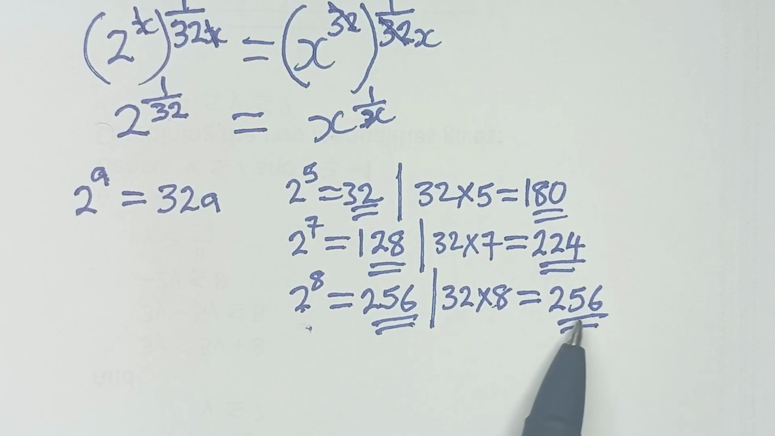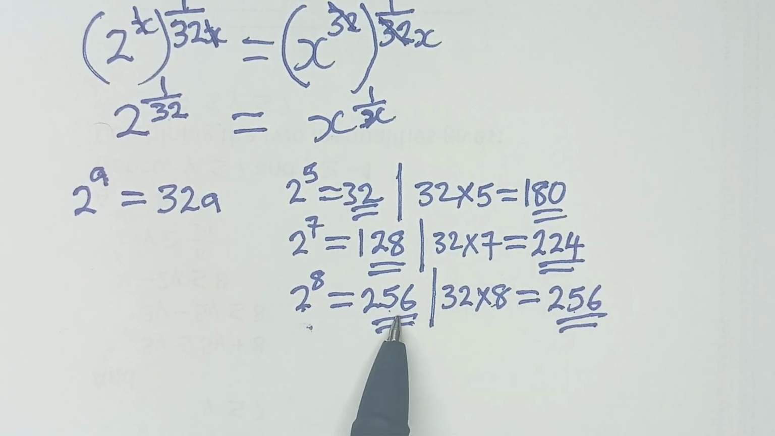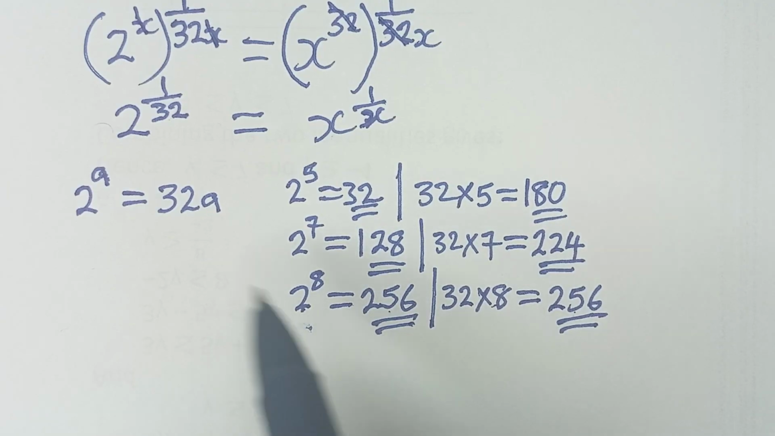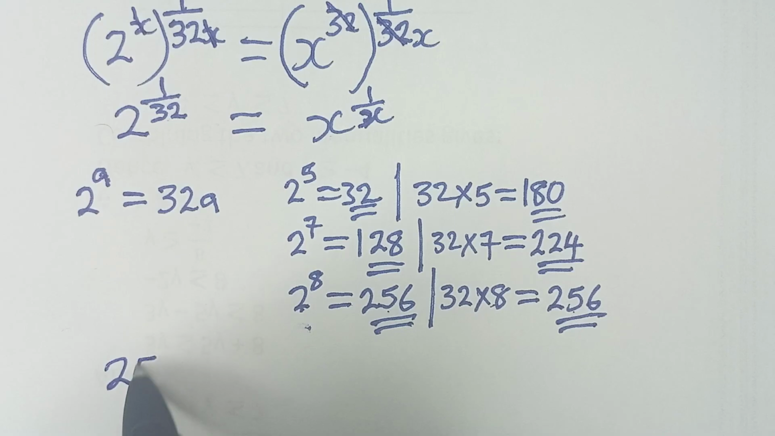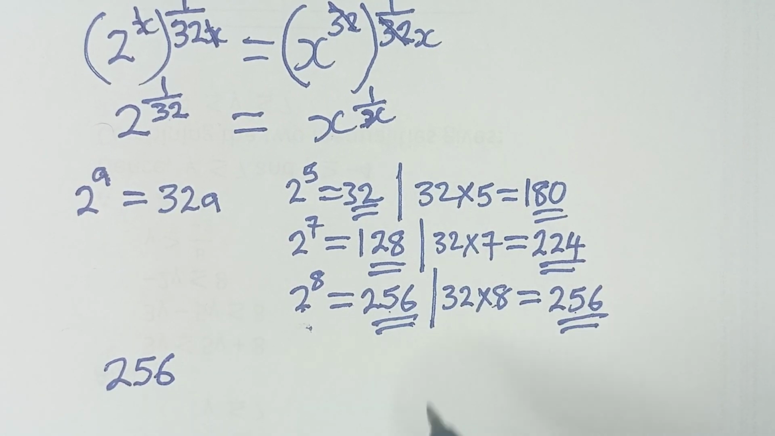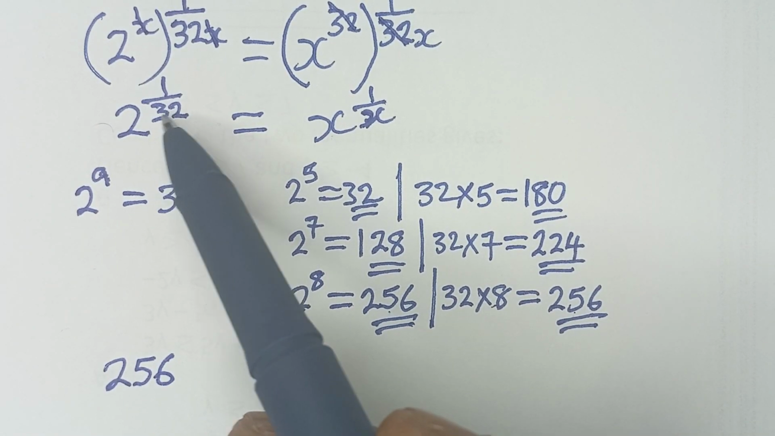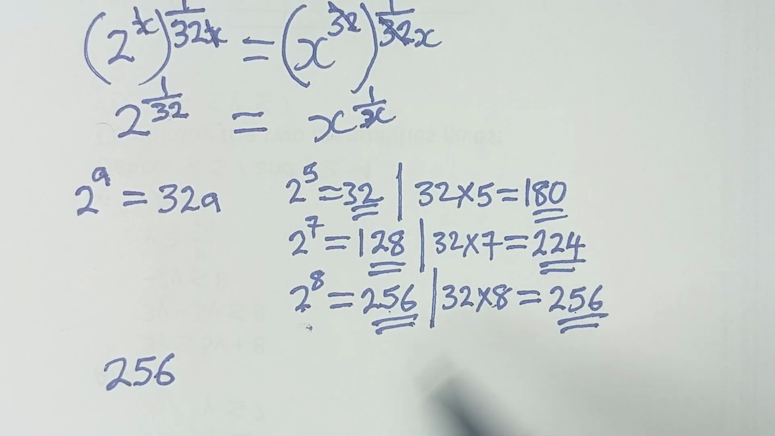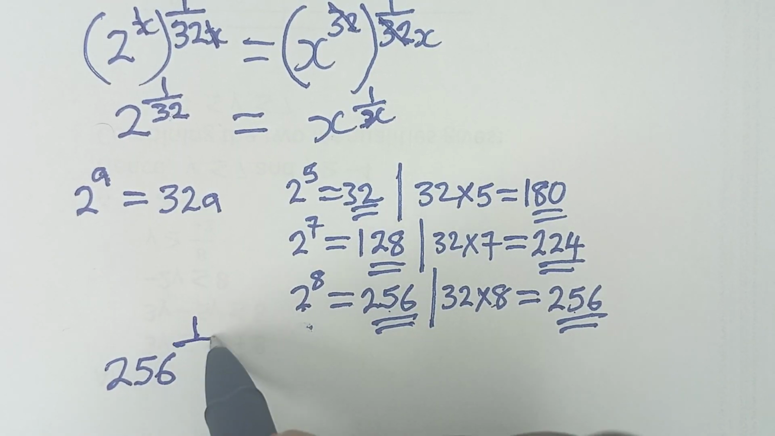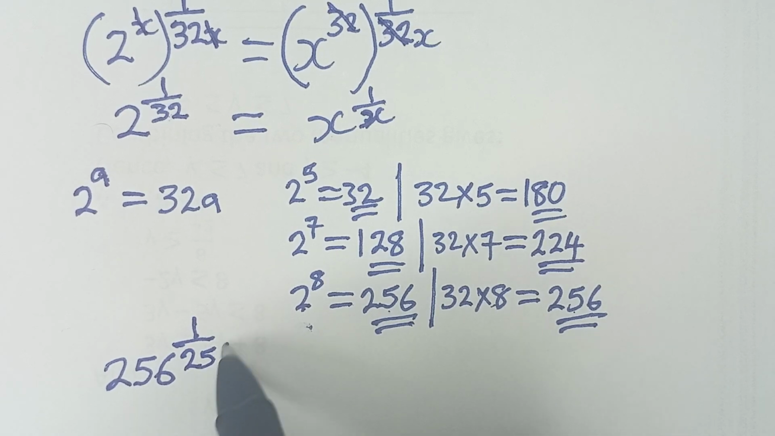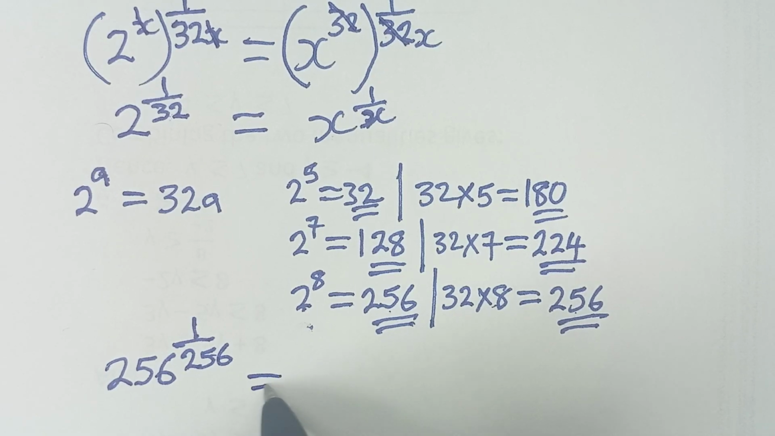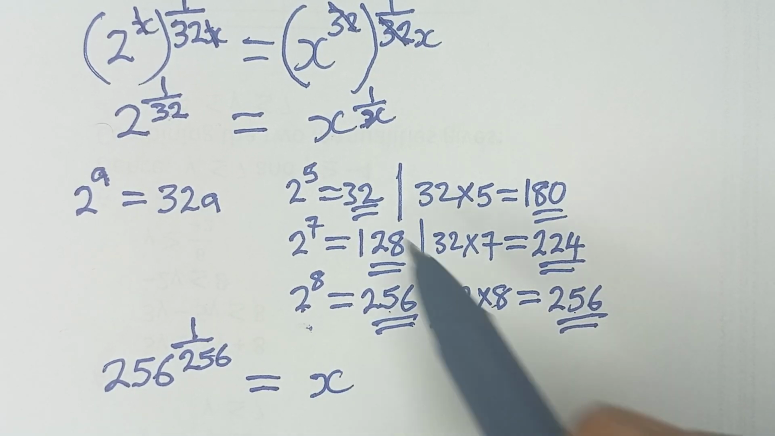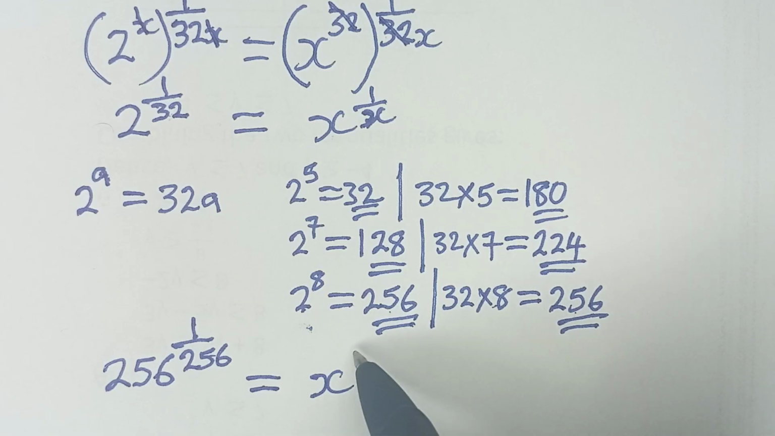So this 256 that we got, that are equal, we are going to write it in place of this 2. We are going to write 256. And then in place of this 32, we're also going to put the 256. So we say raised to the power 1 over 256. So now you can see that the numbers are equal. And that will be equal to x, that is the right-hand side now, x raised to the power 1 all over x.